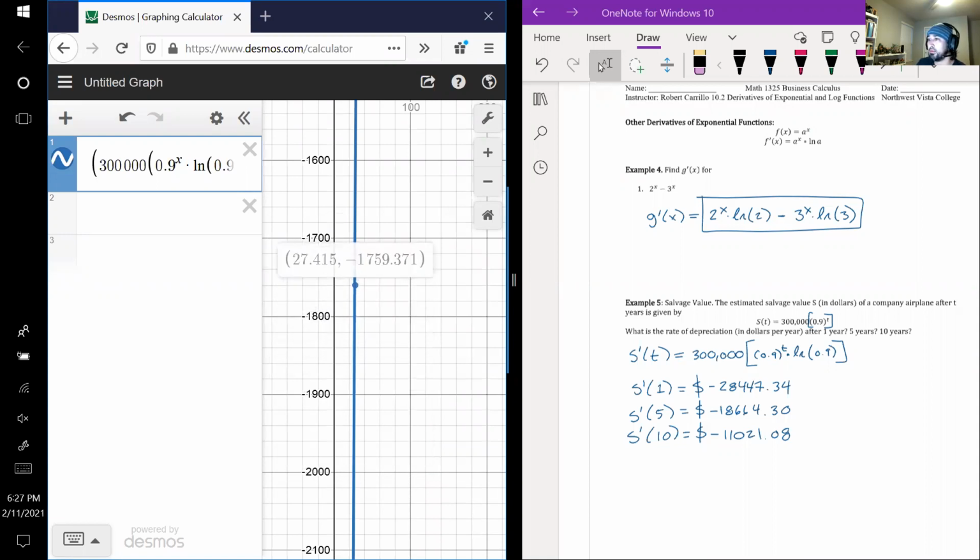So again, the decreased values are all based on whoever created this function. We just want to know at what rate, how much value are we going to lose? And I guess if you were to sell your plane, what would be the best year to sell it in to at least get some of your money back? And that's it.